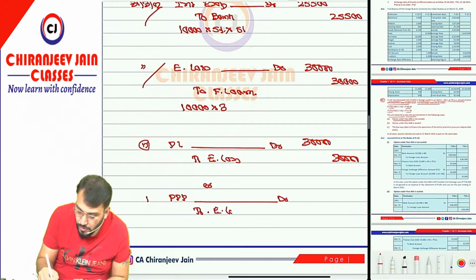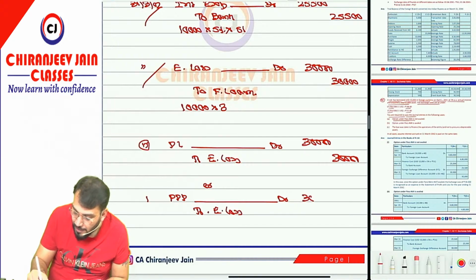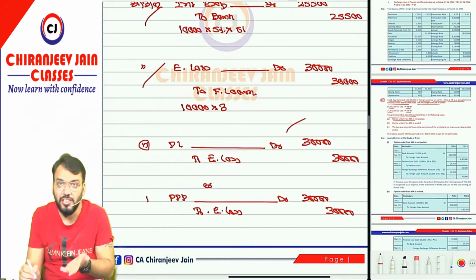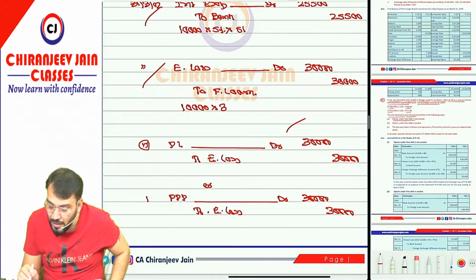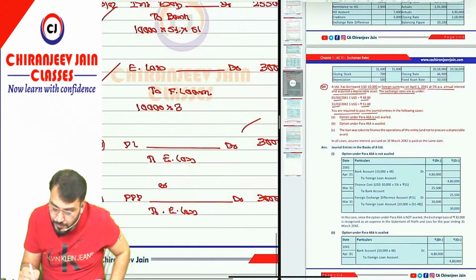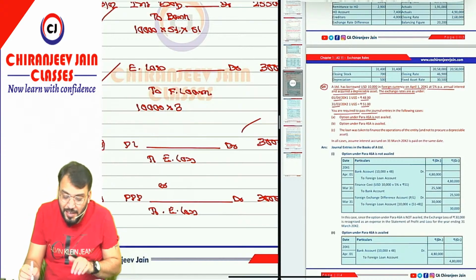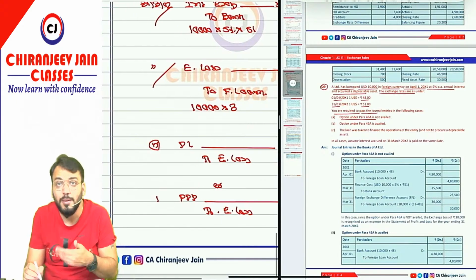Exchange loss, and this will be capitalized to property, plant and equipment. You will pass only this one more journal entry, meaning the last journal entry will change. The last journal entry will change. And the third option they have given: the loan was taken to finance the operation of the entity and not to purchase a depreciable asset. In that case, this exchange loss will be accumulated in the FCMITD account.